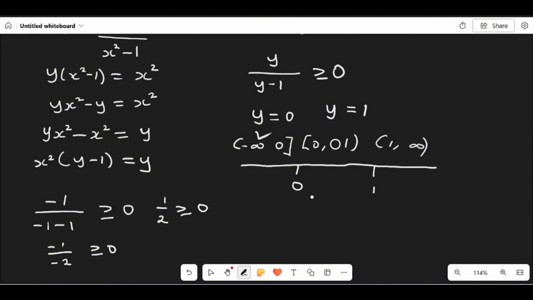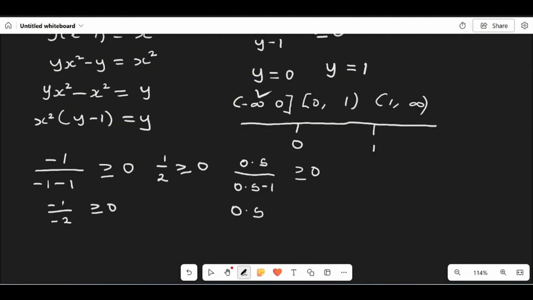Let us insert a number between 0 and 1 to see if it holds true. Let us insert 0.5. 0.5 over 0.5 minus 1 is greater than or equal to 0. 0.5 over minus 0.5 is greater than or equal to 0. And 0.5 divided by minus 0.5 is minus 1, which is not greater than or equal to 0. So this interval is not inclusive.